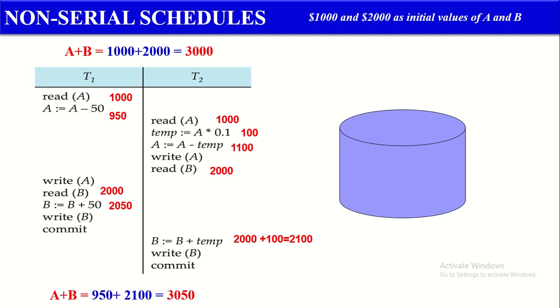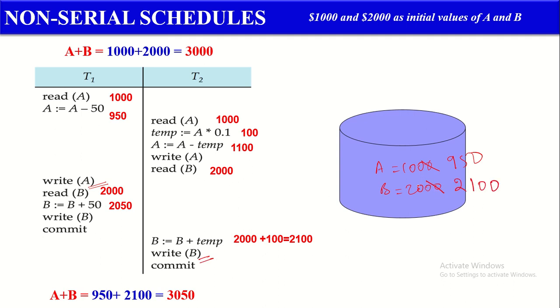Let us take one more example. In this example, initially A and B values are 1000 and 2000, but according to the last updates on A and B, the last write operation on A is 950, right? So 950. The last write operation on B is this one, right?